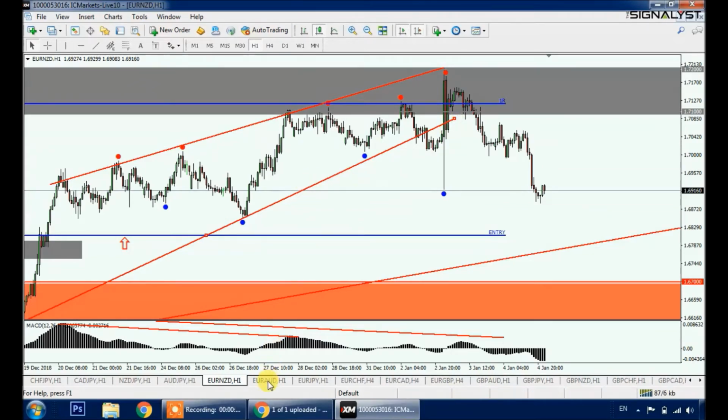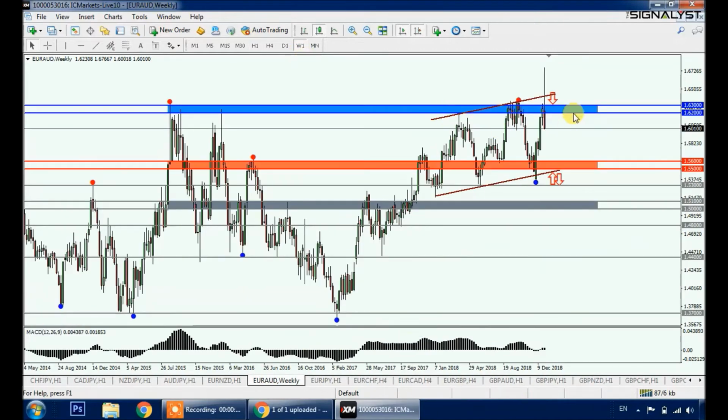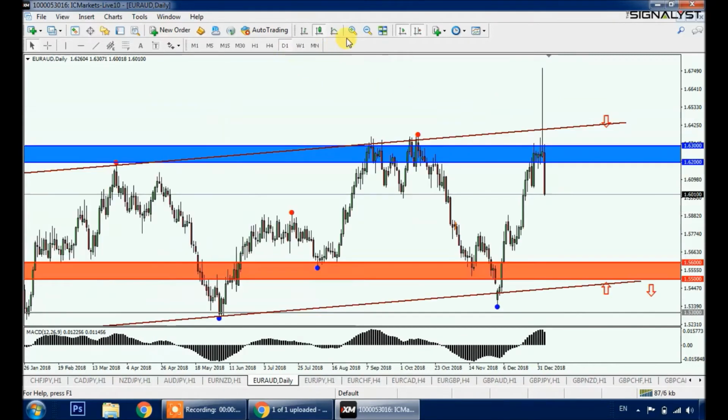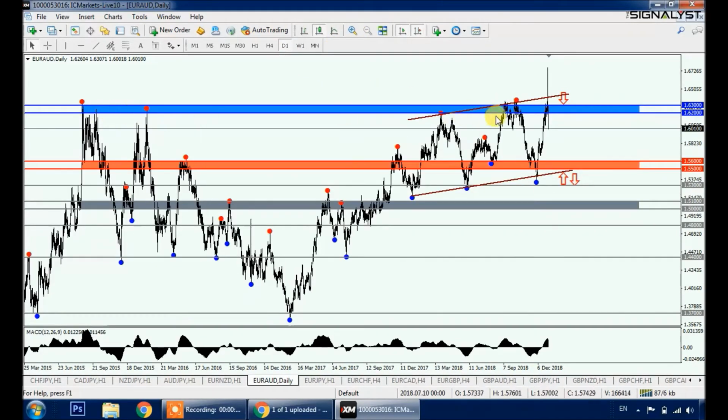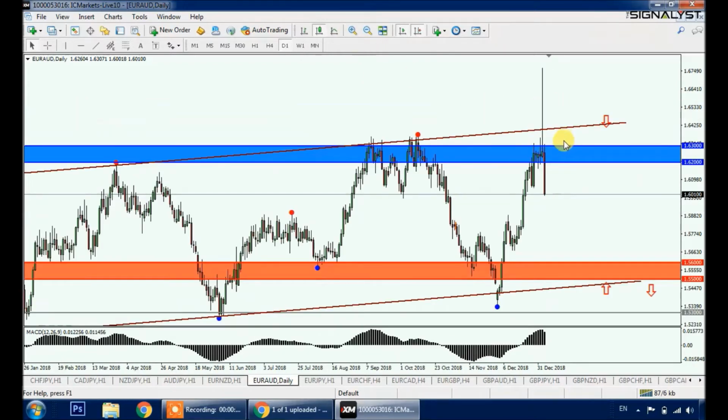Euro AUD, if we go over our weekly time frame, we can see a big rejection candle at a strong supply area in blue, which is also an objective rejection zone on daily, 1, 2, 3 touches. And we also have a big momentum candle pushing price down, means that the bears are aggressive now.